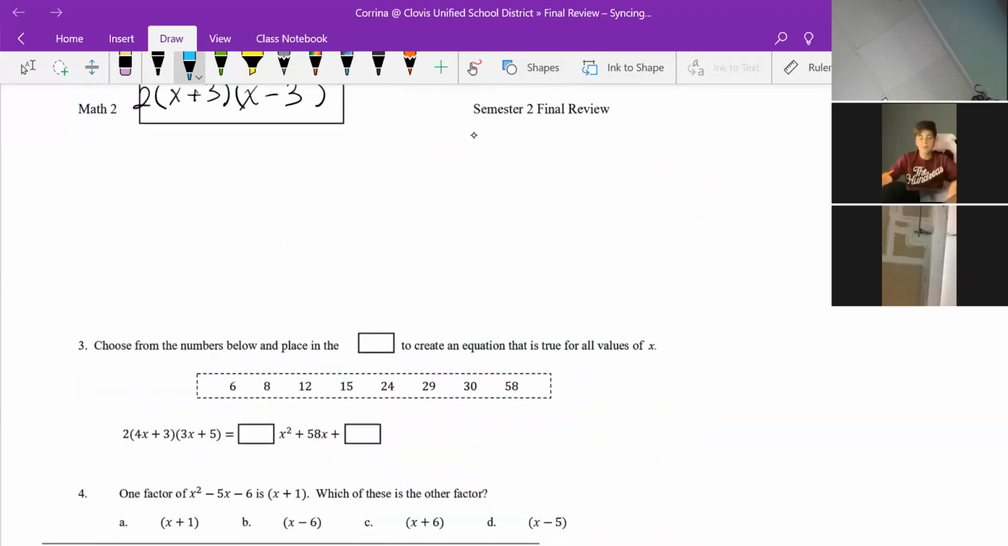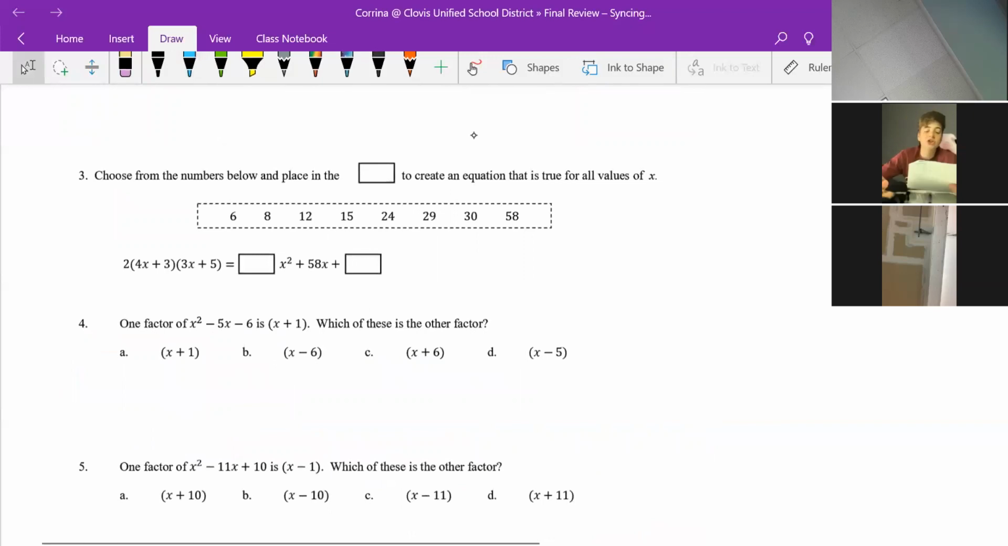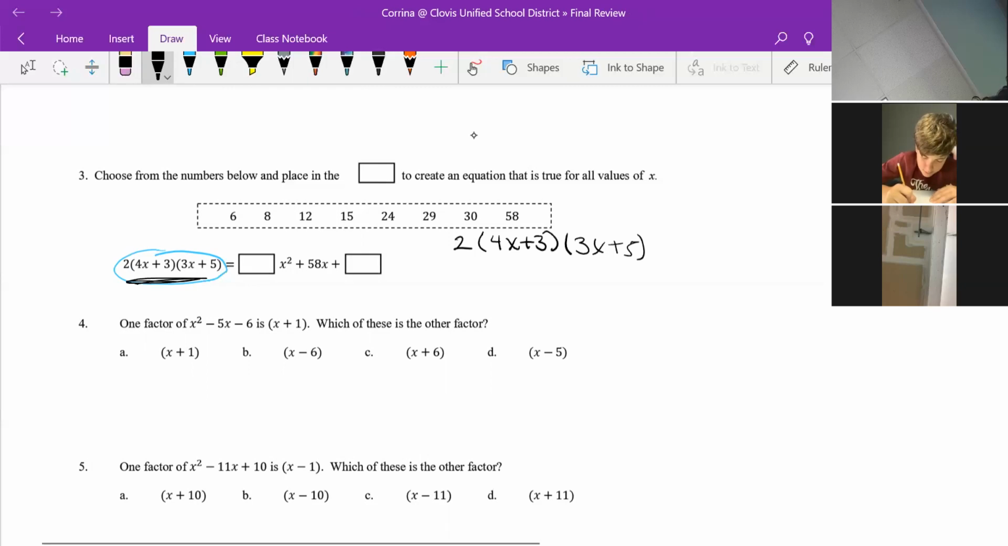Okay. And the next page? Oh my gosh, number 3, I didn't understand. I could not get that one. Okay. Number 3 is, it's just the way it's asking. What they're pretty much telling you to do here is simplify this side, and then I would ignore everything else. So you have 2 parentheses, 4x plus 3 times 3x plus 5. So we're just working with this side right here.